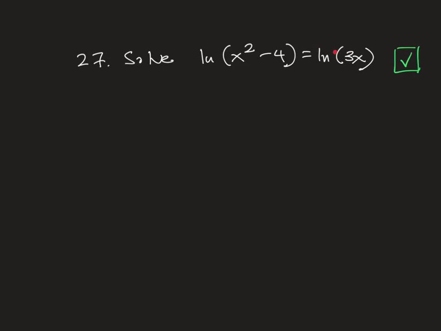I can use the one-to-one property of logarithms that says that if the log of this equals the log of that, the only way that can work is if my insides, my argument, Tracy, if this Tracy equals that Tracy.